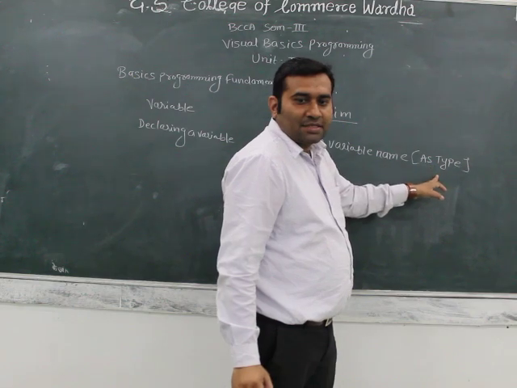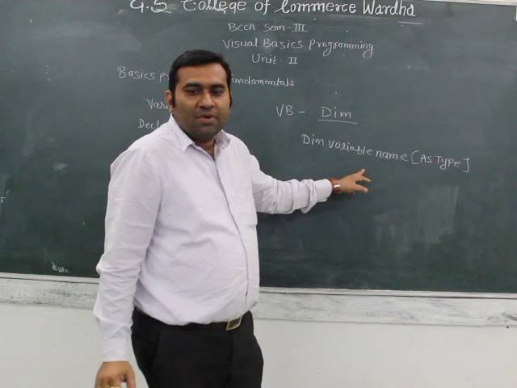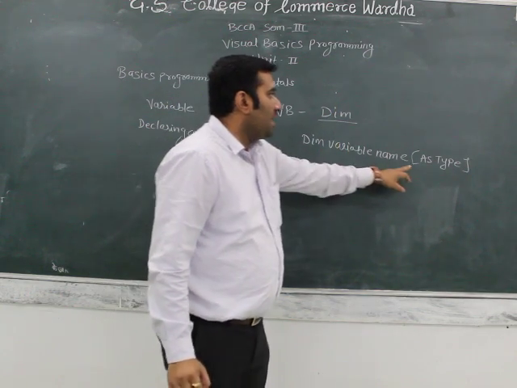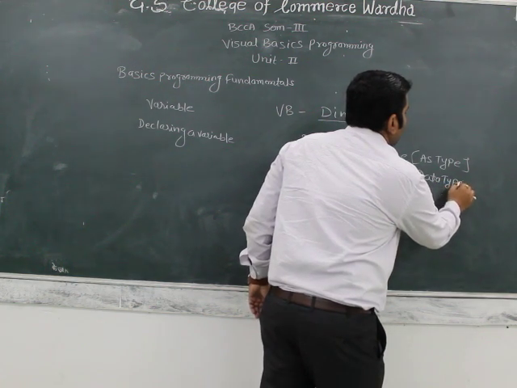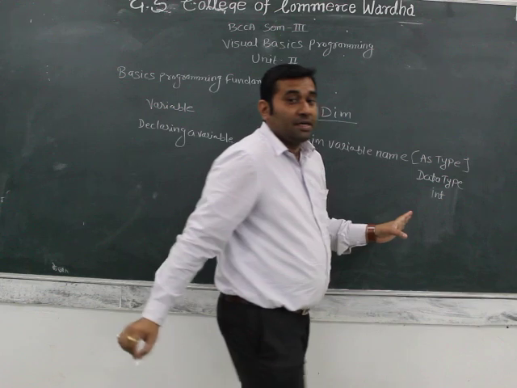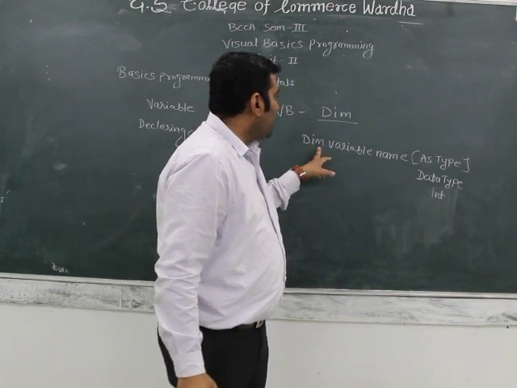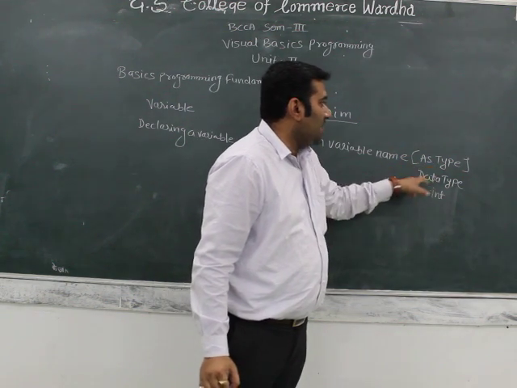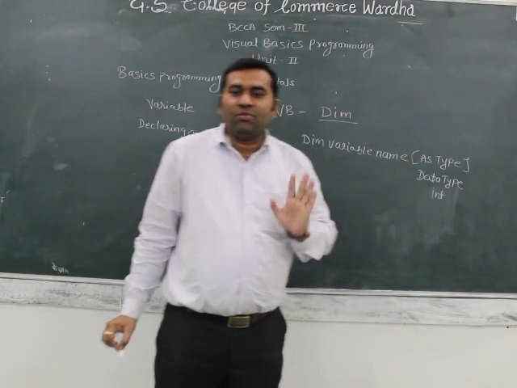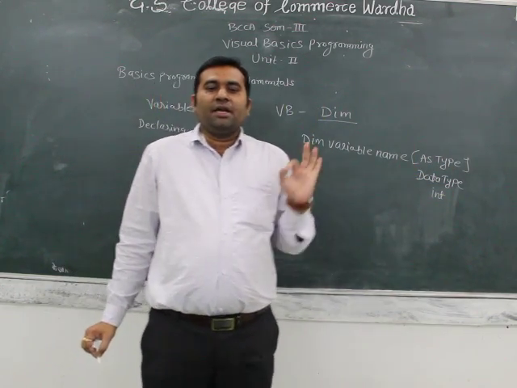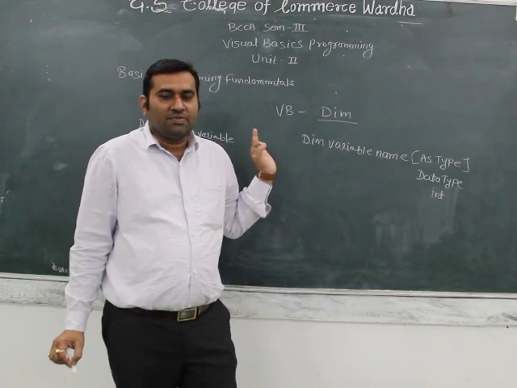Then you declare it as an integer, where variable name is the name of the variable and type is the data type of the variable. Data type means any type of data: int, float, character. It is declared with Dim variable name as type, and in the as type part you declare the data type. A variable declared with the Dim statement within a procedure exists only as long as the procedure is being executed.